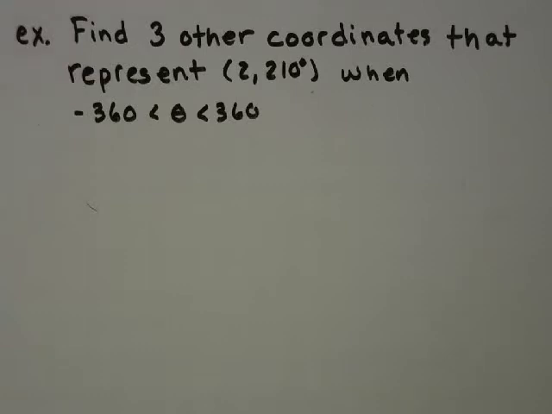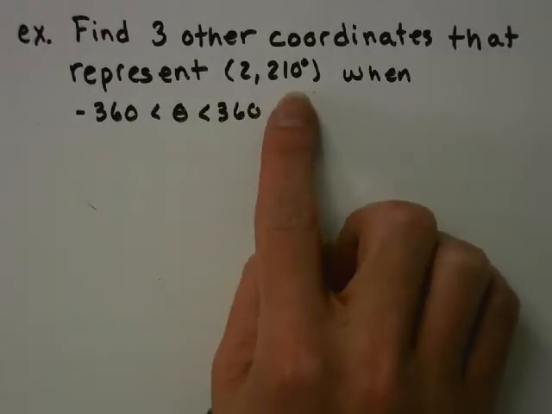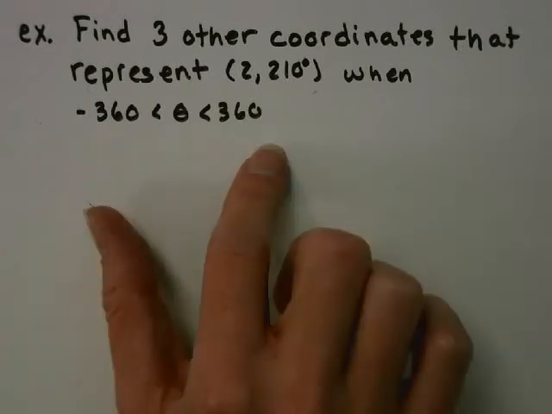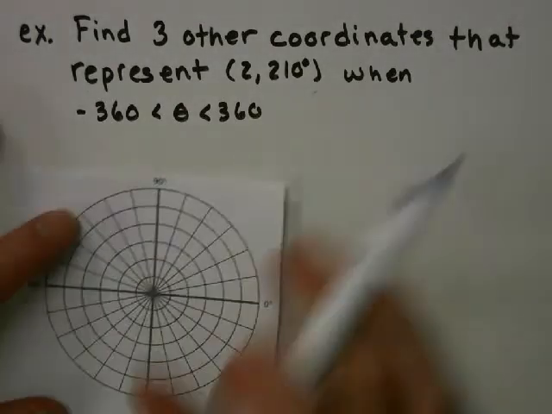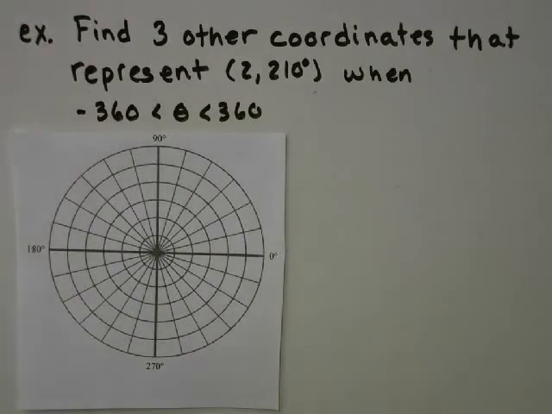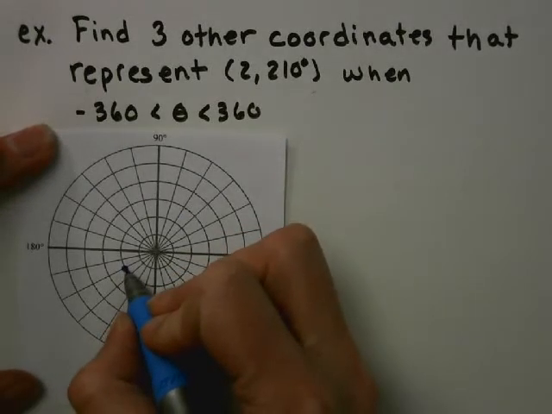Okay, so we're going to find 3 other coordinates that represent (2, 210) when -360 is less than theta is less than 360. So this restriction is here because I could just keep adding 360 and then I'd have 3 coordinates. But here we've got to think of how to do this in a variety of different ways. So we're going to answer this. Go ahead and do a graph just so it's easier to see it. So the point (2, 210) is going to be right here.